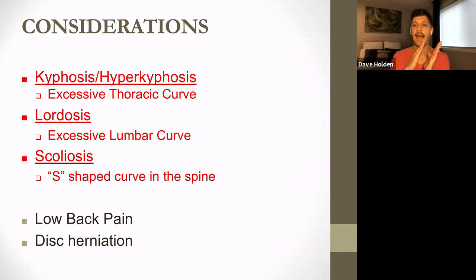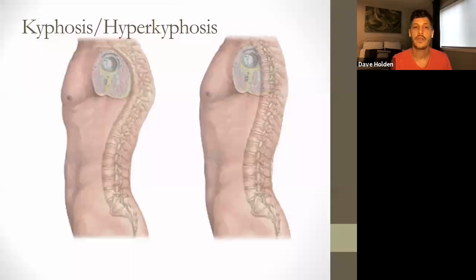Scoliosis is a lateral curvature of the spine. So when seen from the front or back, it should be straight. Scoliosis is a lateral curvature. All of these can be implicated in low back pain, as can disc herniations, and we will look at those in just a few. So here's your image of hyperkyphosis. It's a hunchback.